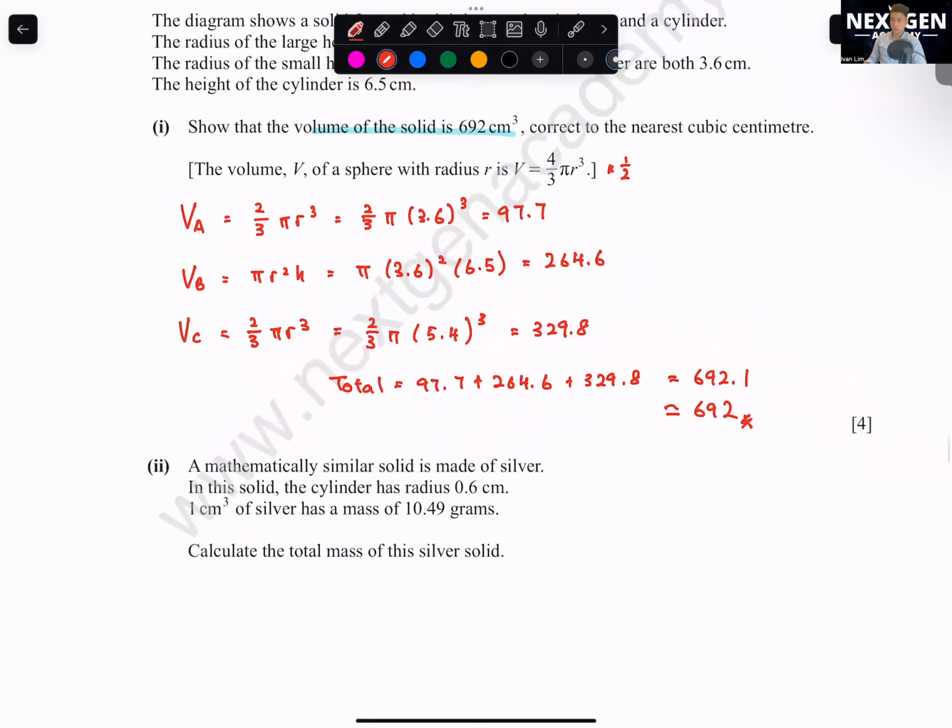Okay, number 2. I know that time had some printing errors, so you're going to change this to 1 cm cube. Why is it 2 over 3 pi r cube?